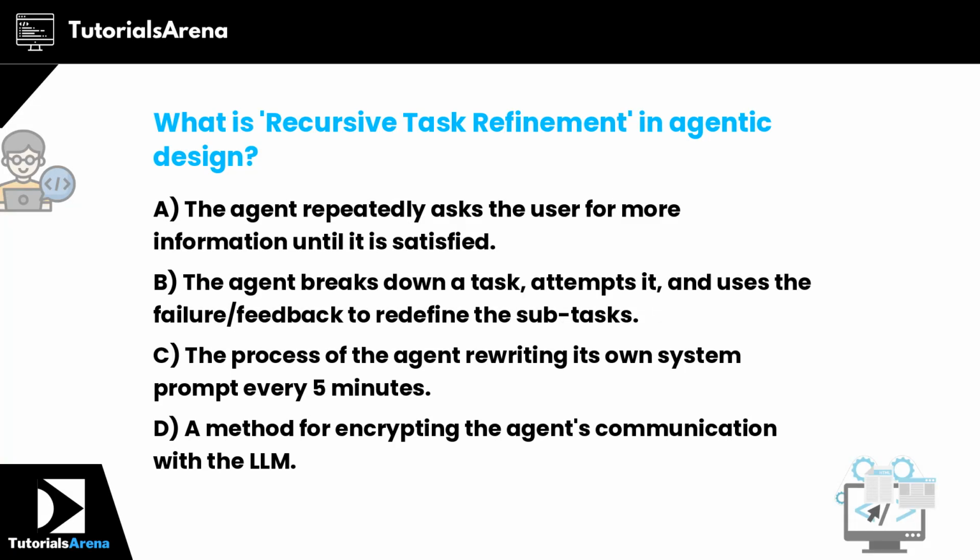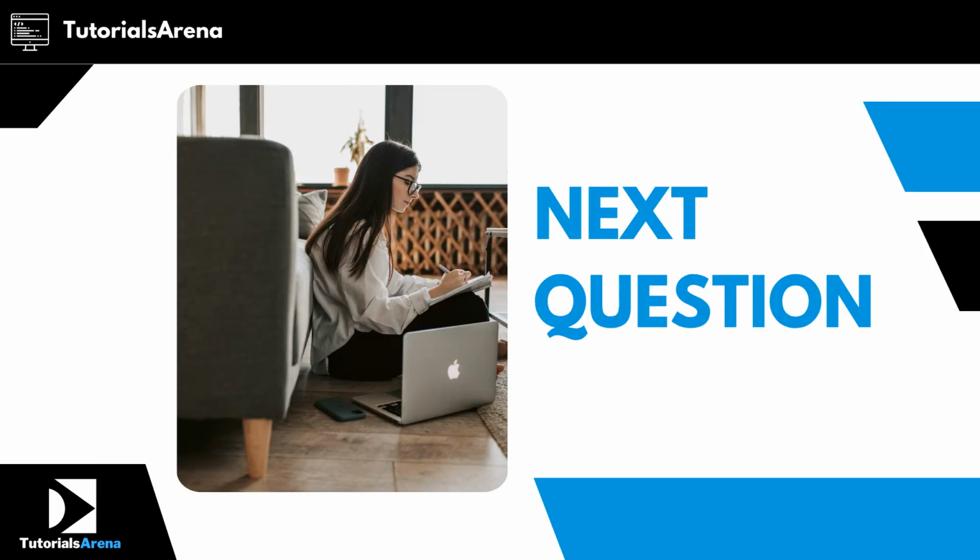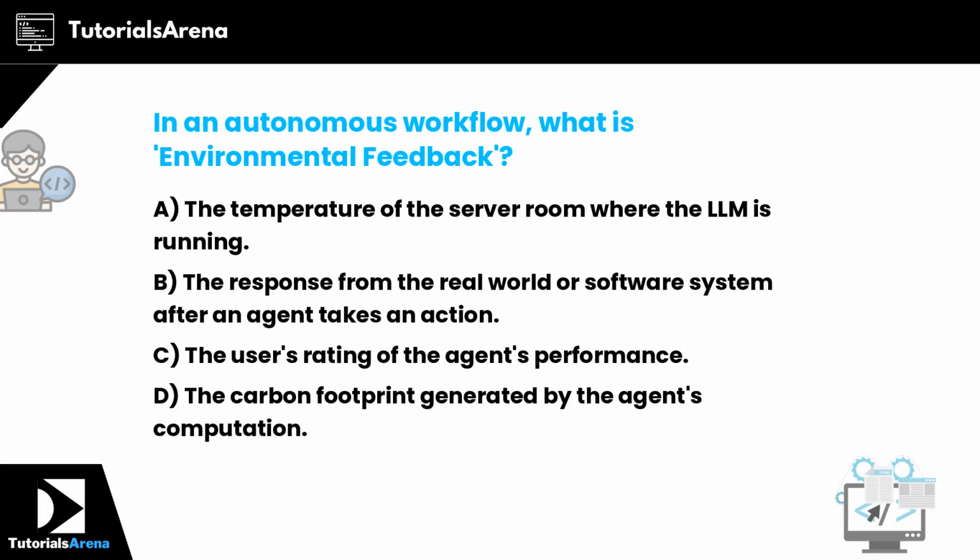What is recursive task refinement in agentic design? The correct answer is option B. The agent breaks down a task, attempts it, and uses the failure/feedback to redefine the subtasks. In an autonomous workflow, what is environmental feedback? The correct answer is option B. The response from the real world or software system after an agent takes an action.